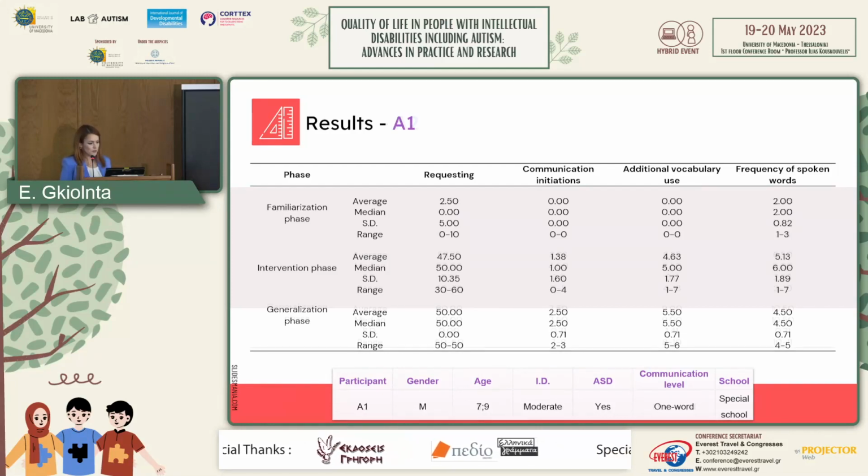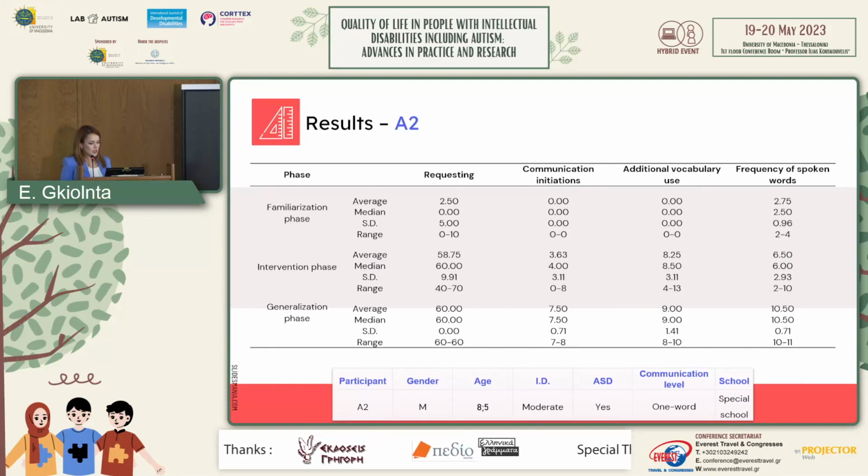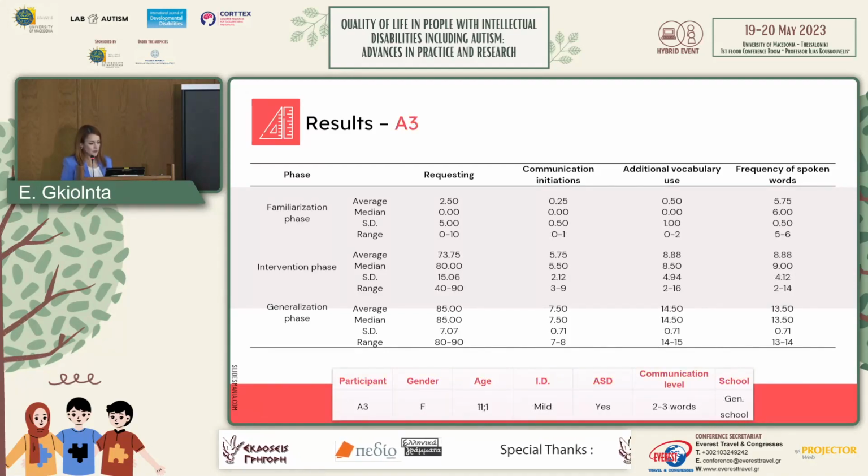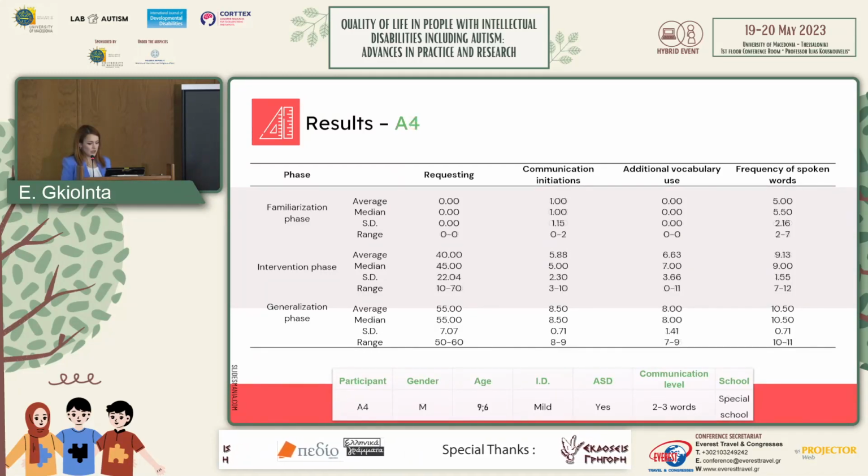of the categories. For participant A2, which was a little older, with moderate ID, participant A3, during the 3 phases, with mild ID. The fourth one also had mild ID and was a little older.